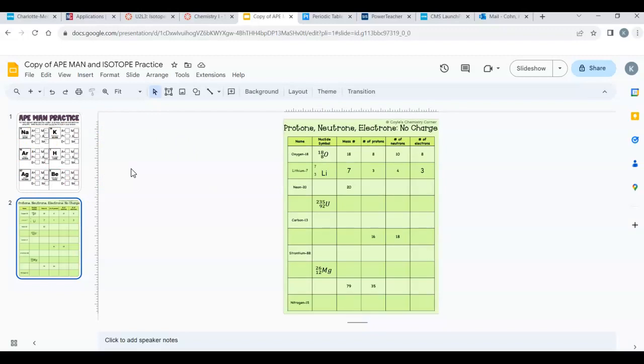There are just a couple things to pay attention to. Make sure you are using your APE MAN. A is equal to P is equal to E: atomic number equals protons equals electrons, and then the mass minus the atomic number will give you your neutrons. If you follow these examples, you should be A-okay, because you have the formula that you need to calculate everything in this table.